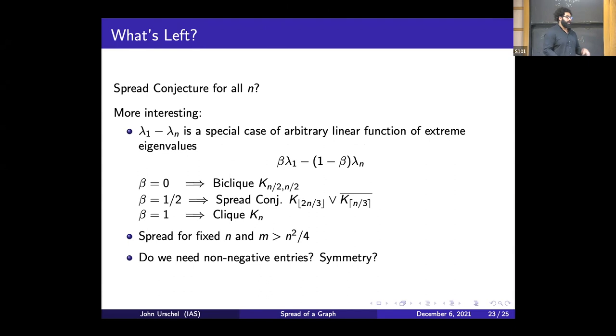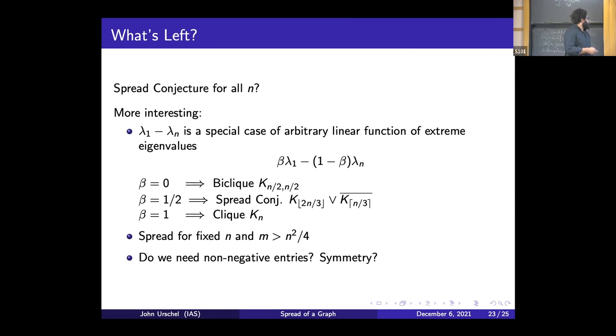The question is, what else can you say? A lot of these techniques here, this averaging argument, structural results regarding extremal eigenvalues and eigenvectors, hold more broadly. And you should think this conjecture is actually a specific case of a more interesting question about how extreme eigenvalues behave if you weight them in different ways. Suppose you want to look at an arbitrary linear function of extreme eigenvalues, say beta lambda 1 minus (1 minus beta) lambda n. On the two endpoints, it's really straightforward and it's a pretty easy exercise.